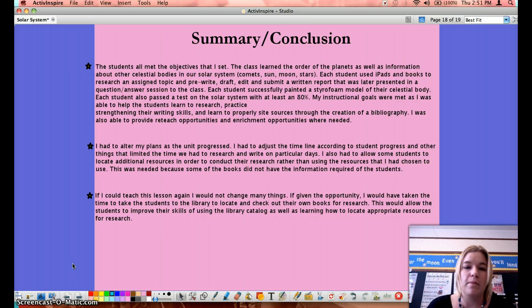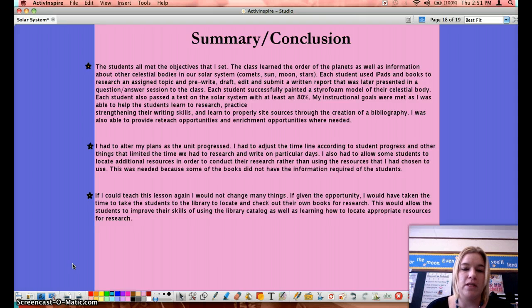My instructional goals were met as I was able to help the students learn to research and practice strengthening their writing skills and learn to properly cite sources through the use of a bibliography. I was also able to provide reteach opportunities as well as the enrichment of painting the solar system.